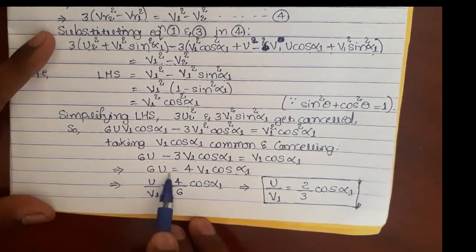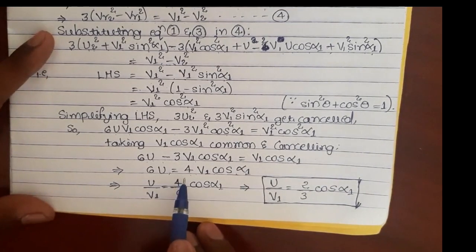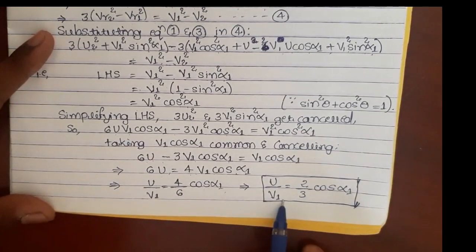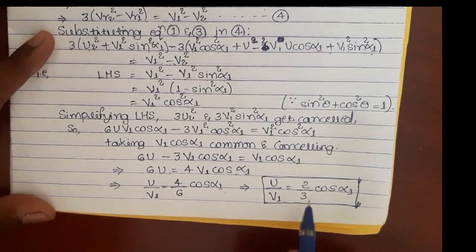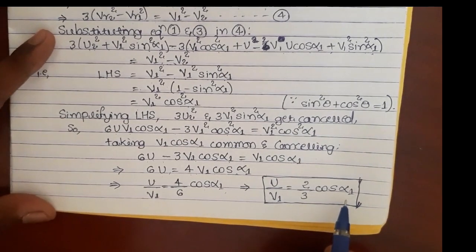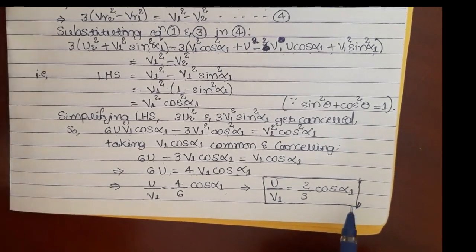So what remains here? 6U, right? So what do I need? I need the U by V1 ratio. So I will just modify U by V1. So U by V1 equals 4 by 6 cos alpha 1, right? 4 by 6 is 2 by 3. U by V1, that is the speed ratio, is 2 by 3 cos alpha 1. So this is the proof for this one.